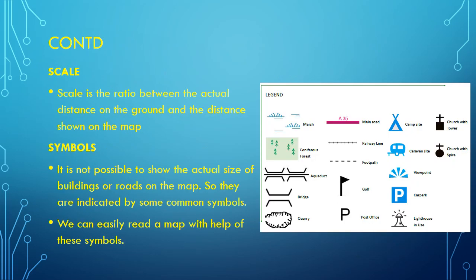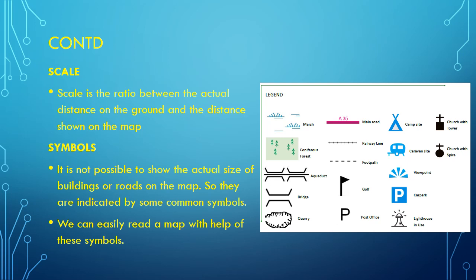Scale is the ratio between the actual distance on the ground and the distance shown on the map. For example, the distance between Delhi and Agra is 200 km. On a map, each 100 km may be shown as 1 centimeter. Then if you want to show the actual distance of 200 km on the map, we will show only 2 centimeters.